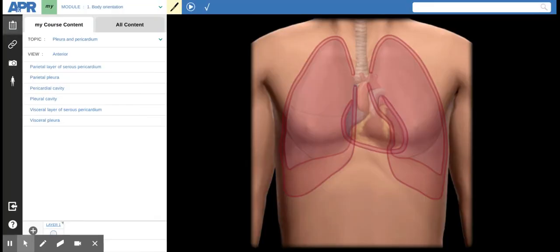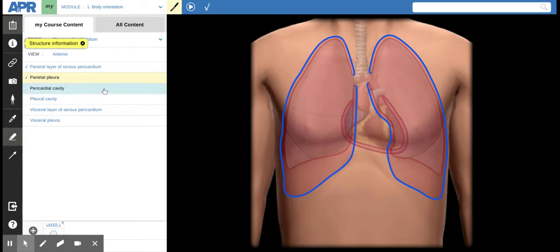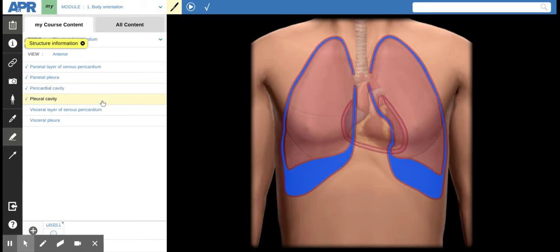If we take a look at the pleura, here is parietal pleura going around the heart. Here is more parietal pleura. Here's your pericardial cavity. Here is your pleural cavity. And here is that visceral layer for the pericardium around the heart, and the visceral layer around the lungs.